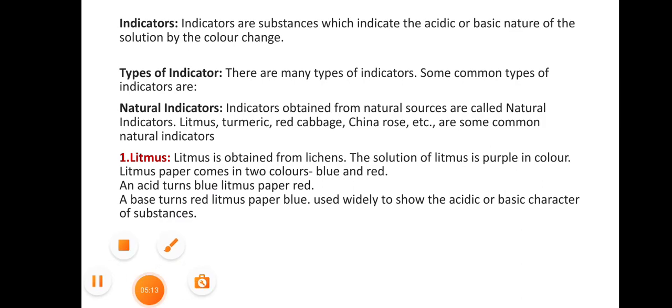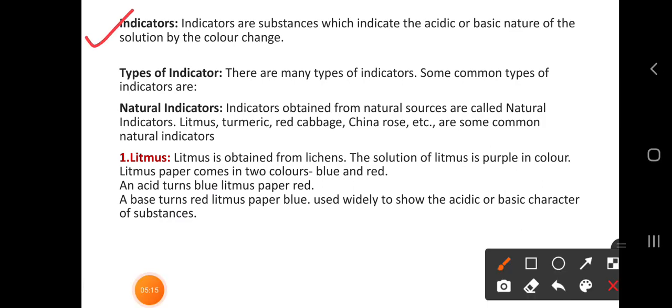Okay, so let's talk about indicators. Dear students, when we talk about an indicator, it means something that indicates things. So what are indicators? The substance which indicates the acidic or basic nature of a solution by color changing. When you indicate whether the substance is an acid or base on the basis of its color change, this is the indicator.